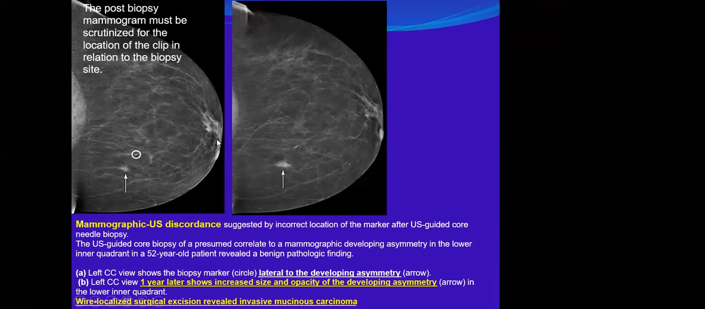Okay, and this is an example of a patient, they had taken biopsy for the asymmetry, and look at this circle representing the post biopsy clip, which looks lateral to the side of the asymmetry. On the follow-up, the asymmetry was increasing in size, and the post-biopsy clip is far away from it, and surgical excision revealed invasive mucinous carcinoma. We mentioned before, mucinous is one of the causes of asymmetry.